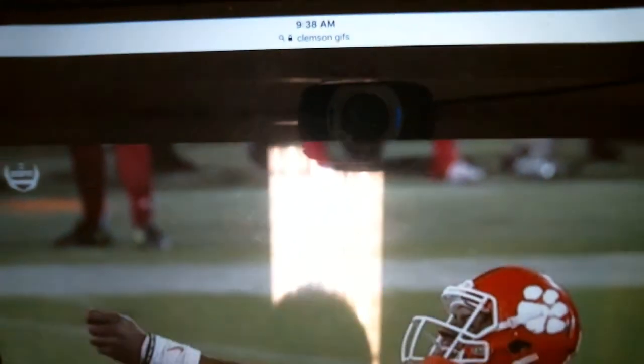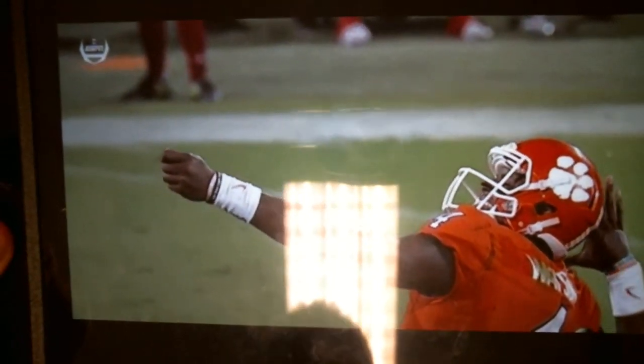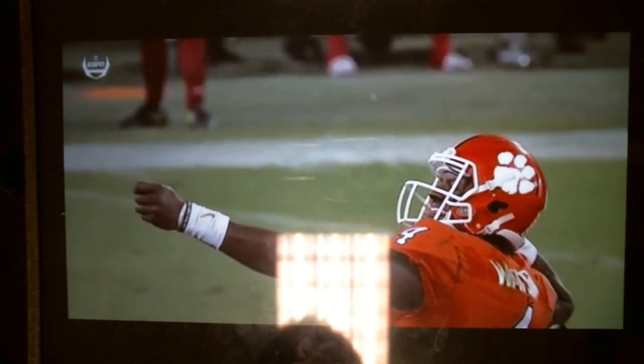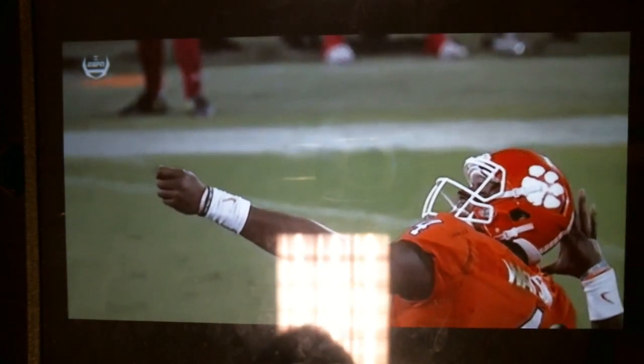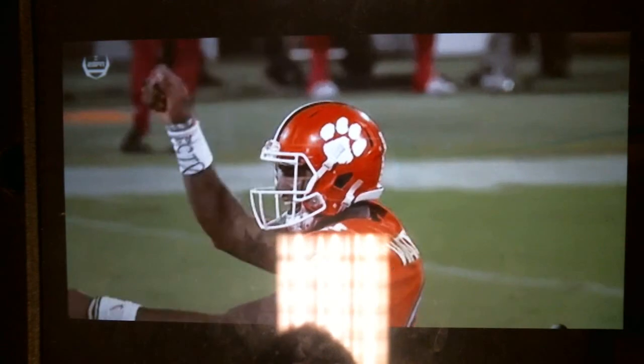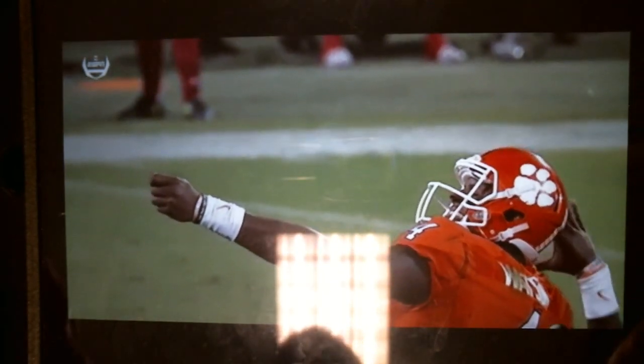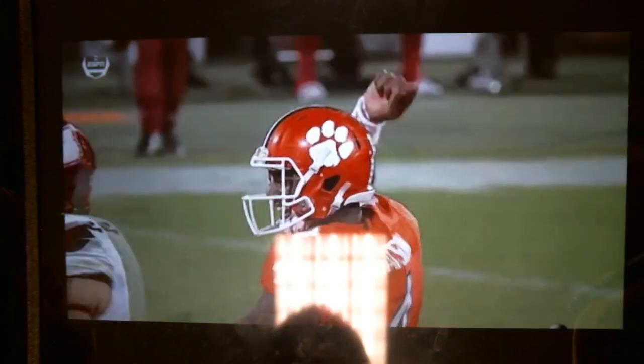So as traditional, we have our little GIF, and here is the GIF for this video. Yes, boys and girls, that is Mr. Deshaun Watson with the imaginary bow and arrow after throwing a very long 50-yard touchdown pass, and that is what I like to call awesome.